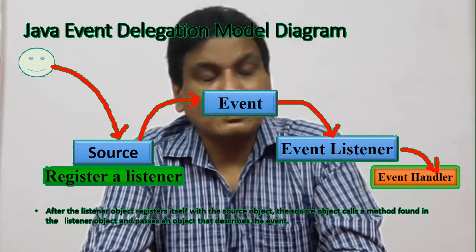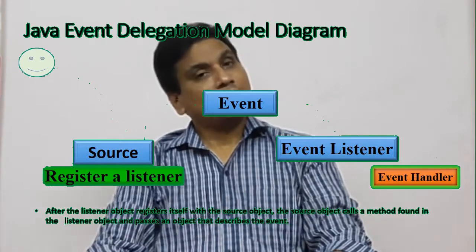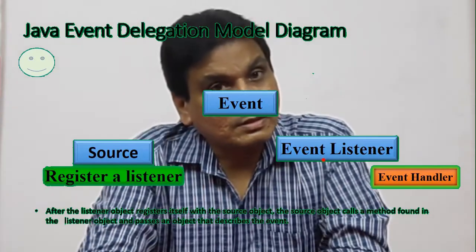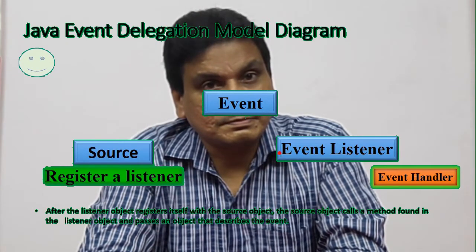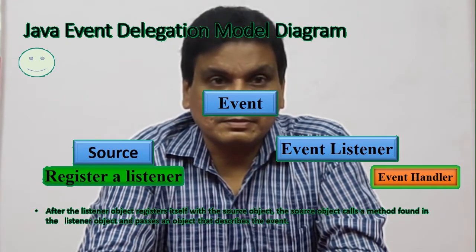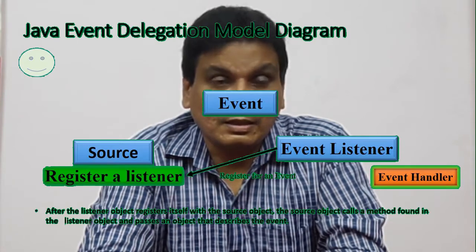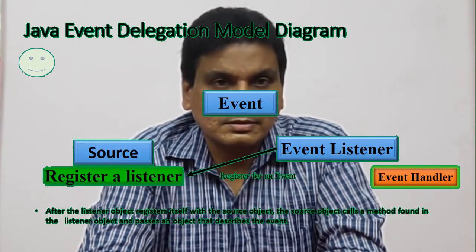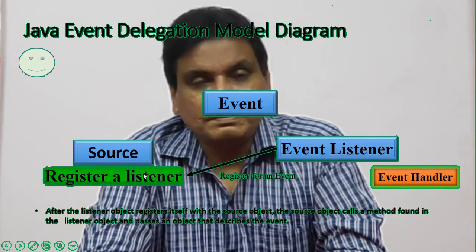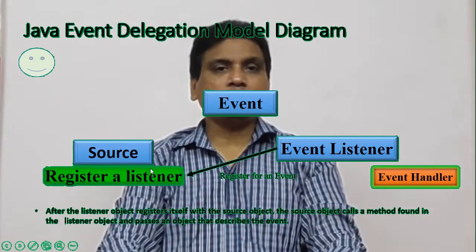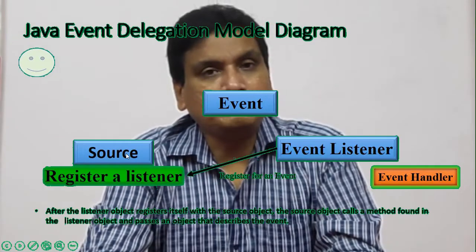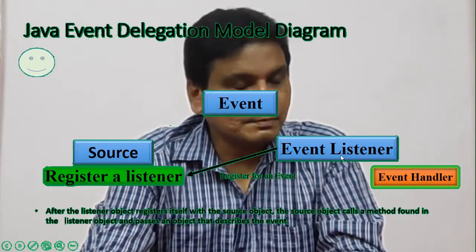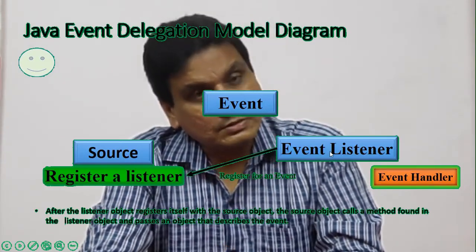However, things don't start like this. For an event listener to get the notification of an event, the first and foremost thing it must do is register with the source, saying that it is interested in listening to the event. If the event listener does not register with the source, the source will not notify the event listener about any event.